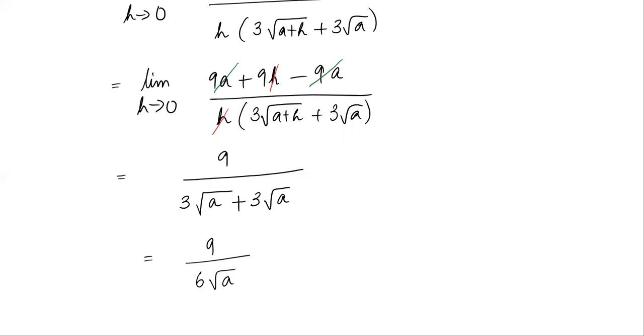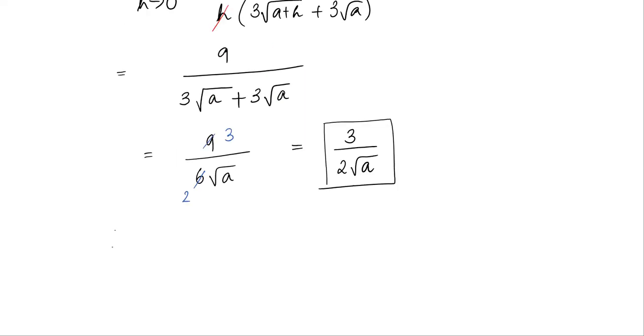Watch out for your 6, your a and your 9. Write them very clearly because your 9 and your a can begin to look alike. You have the 3 and then you have the 2, right? 3 cancels them both. So that leaves us with 3 over 2 root a for our f prime of a. But remember, that was not the question. So let me write that out here. f prime of a is 3 over 2 root a.